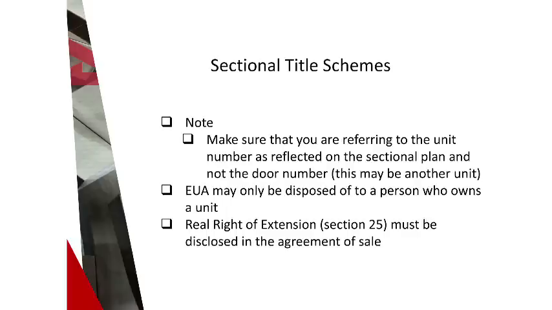Okay, and then your real right of extension. When a developer opens a scheme, he reserves the right to develop the scheme further in phases. He has to do that when he opens the scheme. So that's called a Section 25 right. This right has to be disclosed if it is in existence. Otherwise, the purchaser has a cooling off period to pull back from the sale. I think it's a 5-day period.